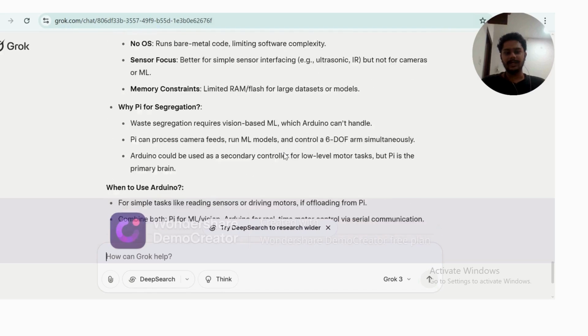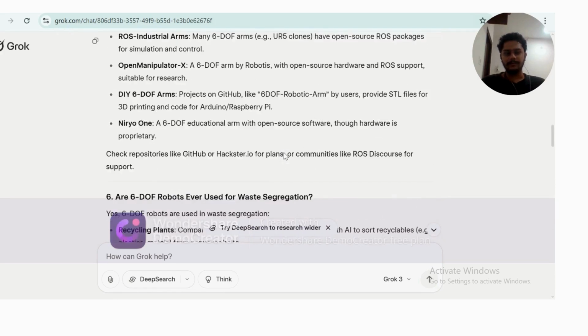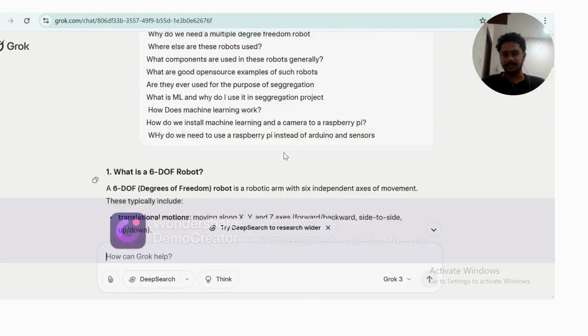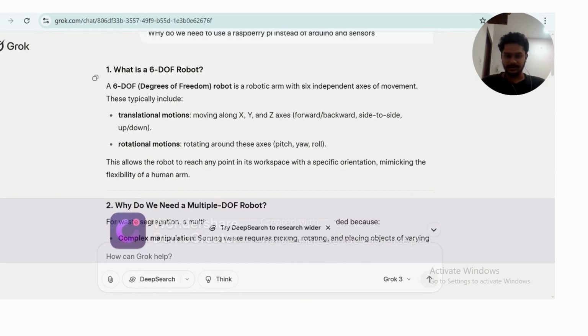Right. So now I'll ask a few more follow-up questions to this. Let's see what I didn't understand. Six degrees of freedom: it comes with six independent axes of freedom, translation motions and rotation motions. Now I'll ask, what are translational motions and how do they work?